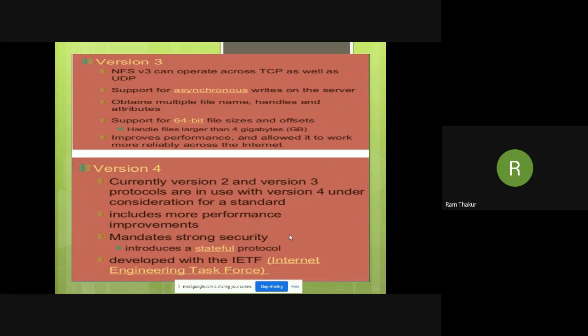That means NFS 4.0 has high performance as compared to the previous versions. It has strong security features and introduces stateful protocols. That means it knows from where data is shared or exchanged. It is developed by the IETF, which is known as the Internet Engineering Task Force.